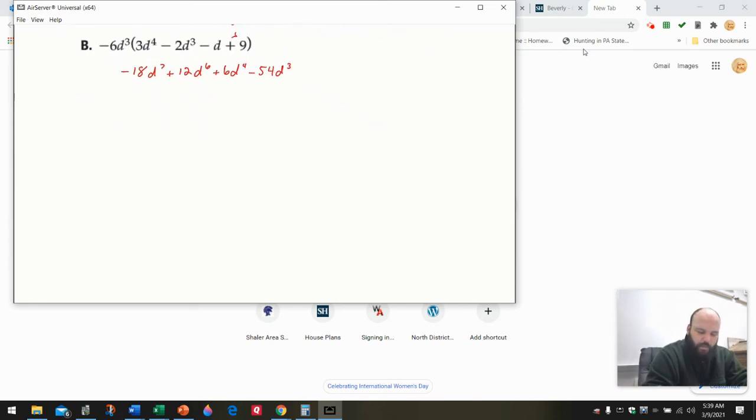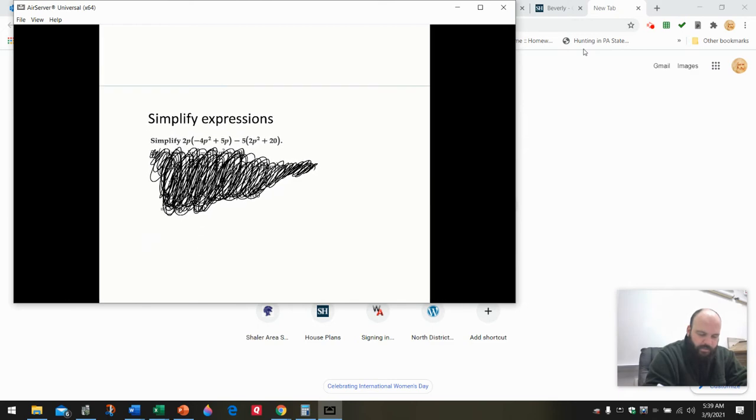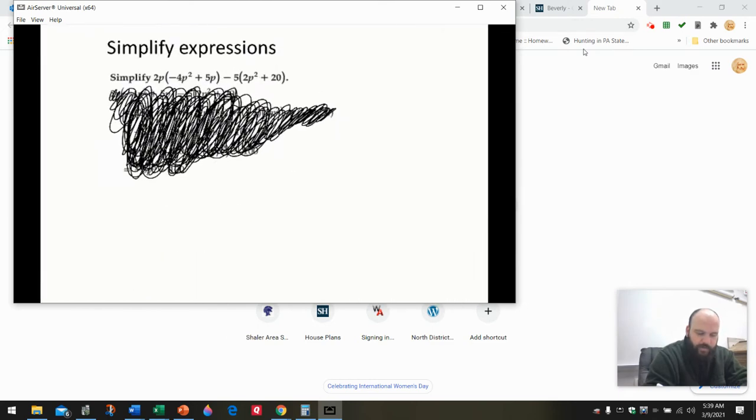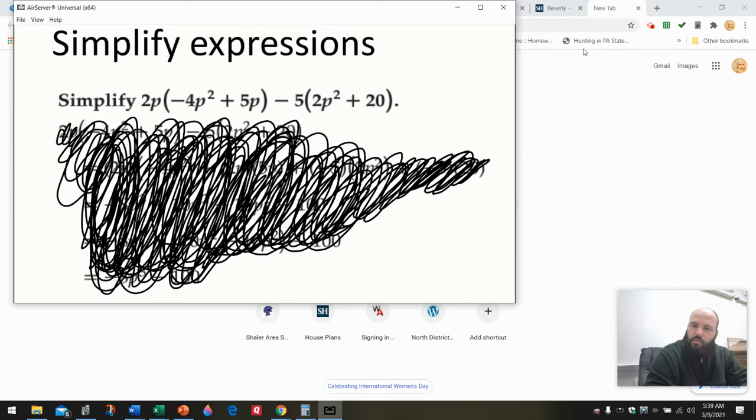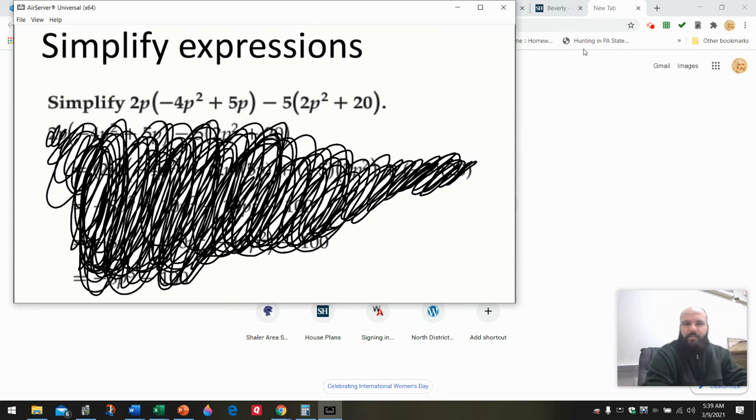So now what I'm going to move on to is to show you how to simplify a little bit more complicated expressions. And what makes this more complicated is you can see that there are two different terms that need to be distributed. So this is kind of like two of the previous problems that we did in one. But then the additional part of that is the like terms are going to need to be combined together.